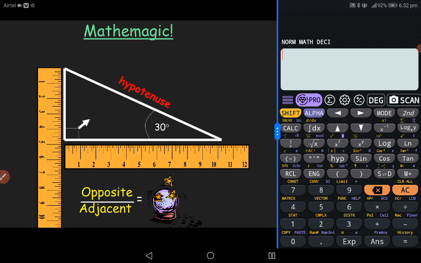Okay, if you take the opposite side divided by the adjacent side, like shown in this fraction here, when this angle is exactly 30 degrees, you are going to find 0.6.